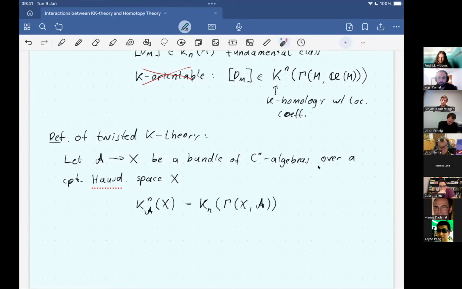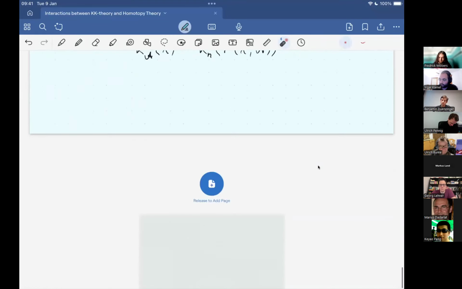And by bundle here, I really mean bundle in the topological sense, i.e. a locally trivial bundle of C-star algebras. So where the structure group is the group of star automorphisms of a C-star algebra equipped with a point norm topology. So there's a good notion of locally trivial bundle of C-star algebras. That's the one that I mean here.